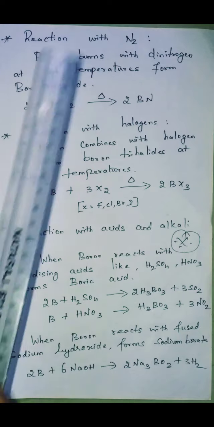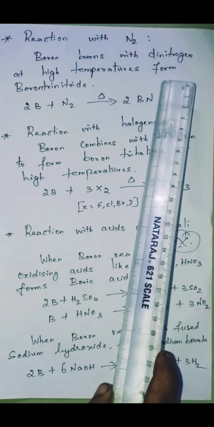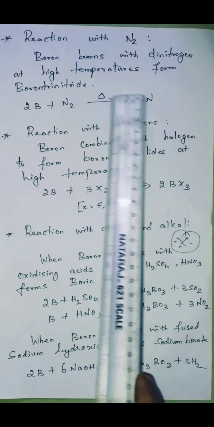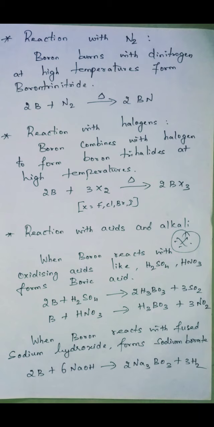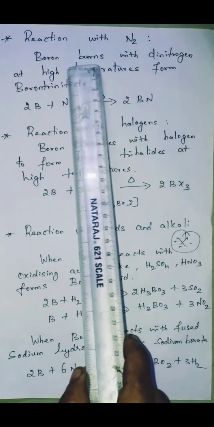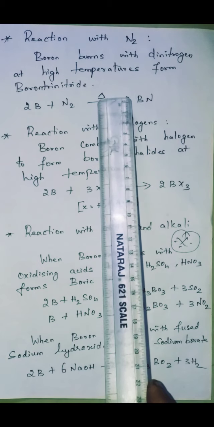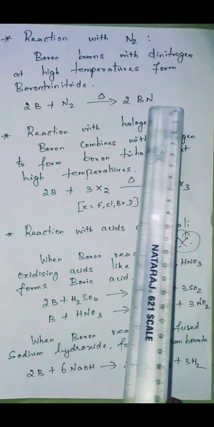The second reaction is boron with nitrogen. When boron burns with dinitrogen, N2, at high temperature, it forms boron nitride. The formula is BN. Actually it is B3N3, but the same valency is removed, so it is BN. BN is called boron nitride. 2B plus N2 gives 2BN.